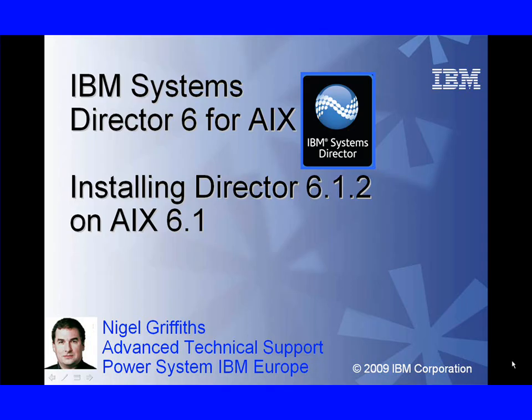In this movie we're going to be looking at installing Director 6.1.2 onto AIX 6. This is a new version of Director that came out in November 2009. One of the really cool features of this release is that we now have a single install script that will do the initial install and then update us to the very latest version of Director. This actually makes things a lot quicker and a lot simpler to get Director up to the latest level, and so we can start using it.